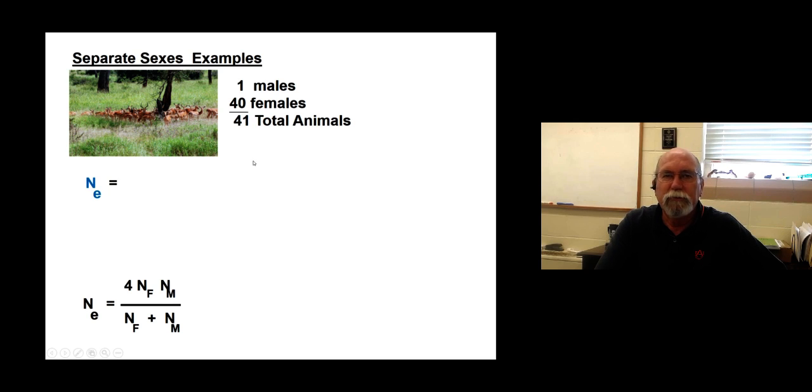So what's the effective size here? Well, it's going to be 4 times the 40, but then just times 1, right? Because that's all it's going to contribute. Well, that's pretty much going to be somewhere around, this pretty much all cancels out. We end up with around 4.